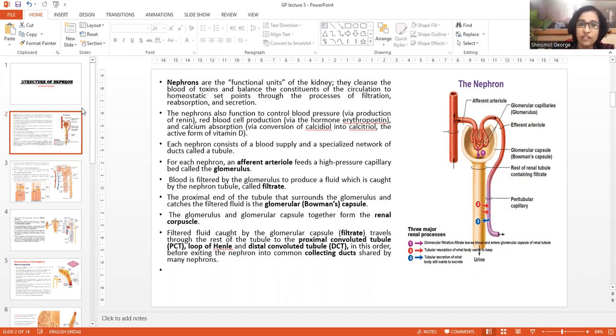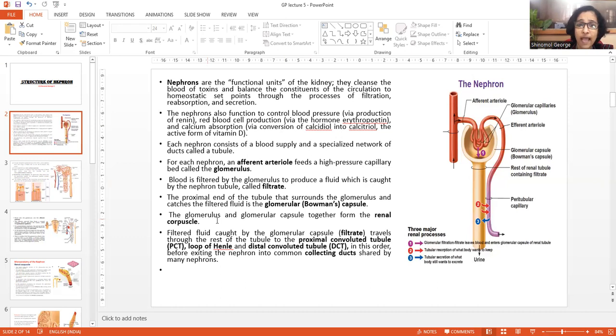Each nephron consists of a blood supply and a specialized network of ducts called a tubule. For each nephron, an afferent arteriole feeds the high-pressure capillary called the glomerulus, and blood is filtered by the glomerulus to produce a fluid which is caught by the nephron tubule. Now it will be called the filtrate. The proximal end of the tubule that surrounds the glomerulus and catches the tubular fluid is called the glomerular Bowman's capsule. You can refer to the picture on the right side of the slide.